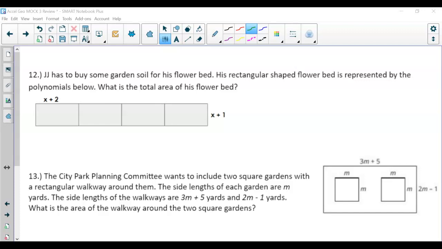So now in this video for the Accelerated Geometry Math 3 review, I'm going over numbers 12 to 23. So starting here with number 12, we're focusing on this representing a flower bed, and we're looking for the total area.